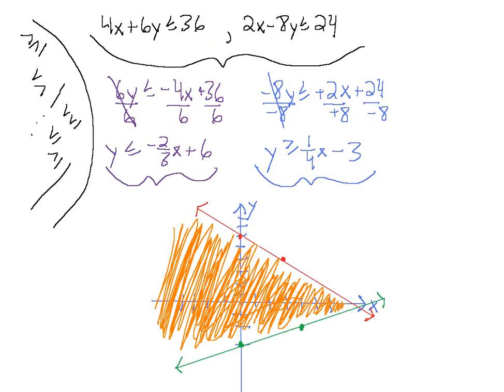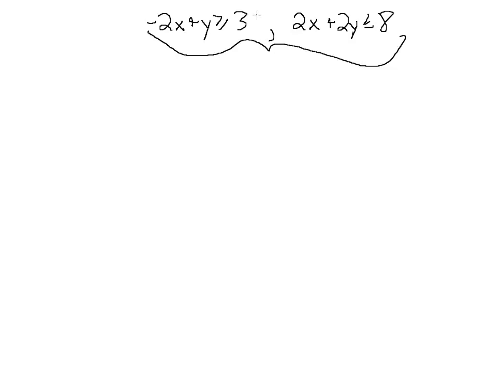All right, so let's go ahead and look at another one. We'll look at plenty of examples of these before we move on. So next we have the system of inequalities: minus 2x plus y is greater than or equal to 3, and 2x plus 2y is less than or equal to 8. So this is our system of linear inequalities.